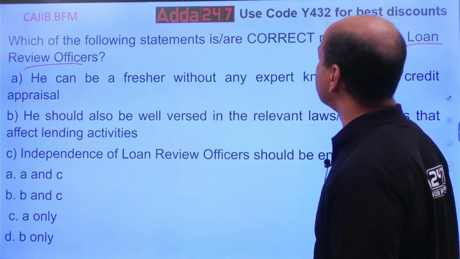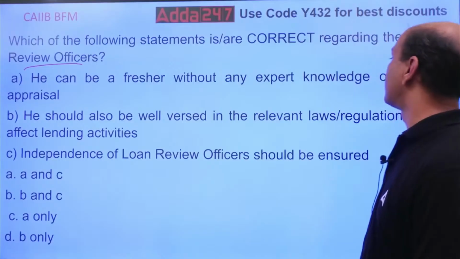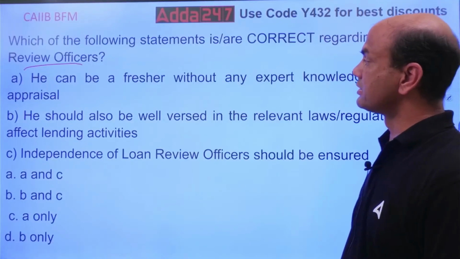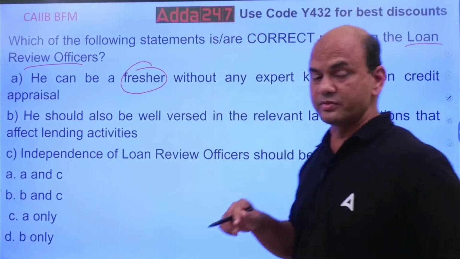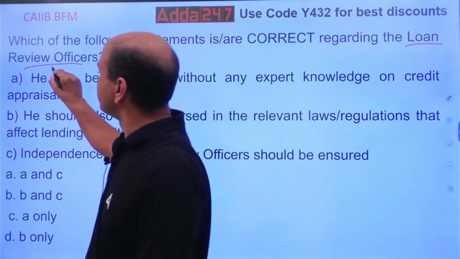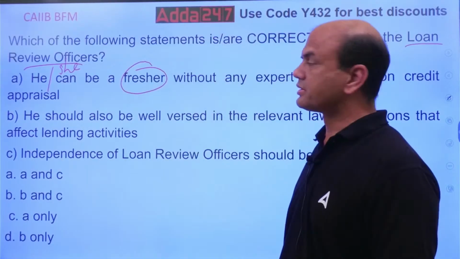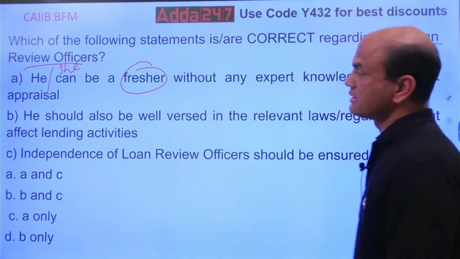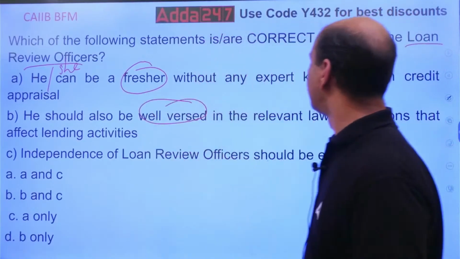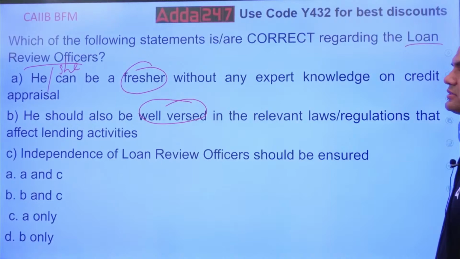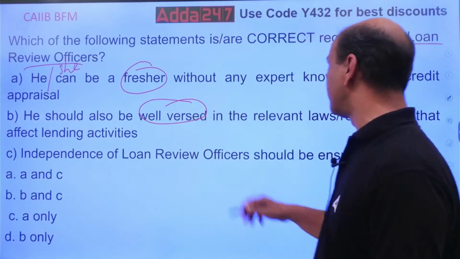So which of the following statements are correct regarding loan review officers? He can be a fresher without any expert knowledge on credit appraisal. He should be well versed. Now see this word he, actually feel he or she. So he or she should also be well versed in the relevant laws and regulations that affect lending activities. Independence of the loan review officer should be ensured.